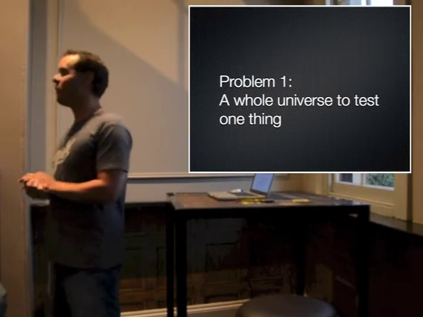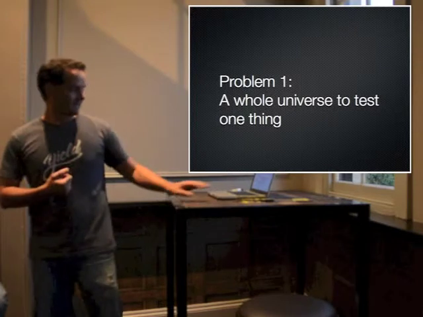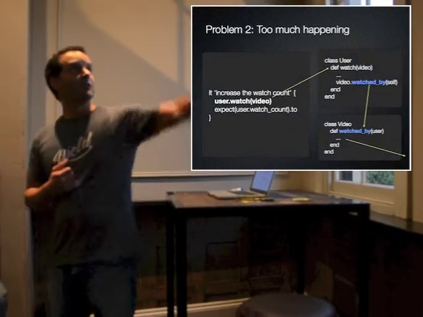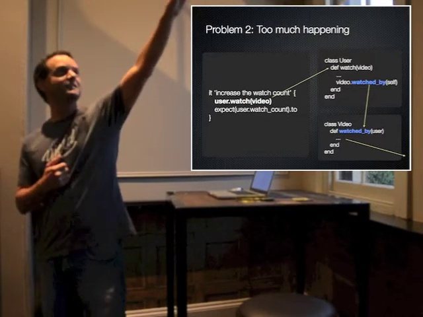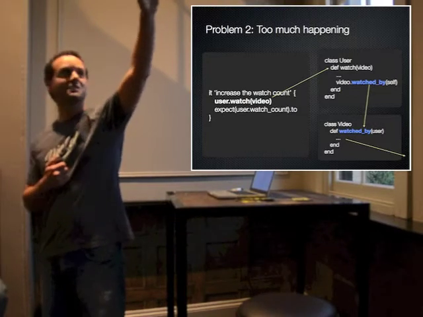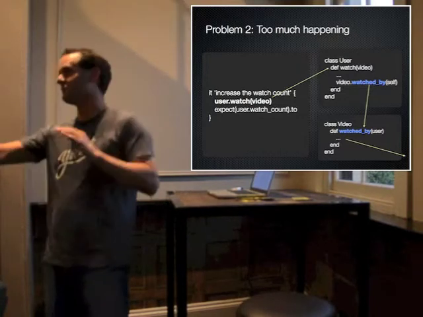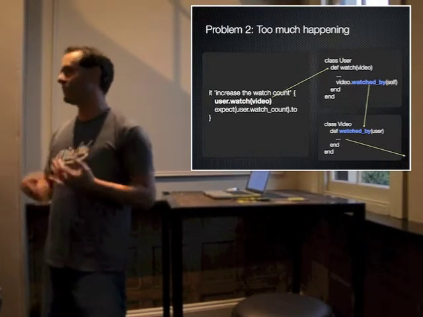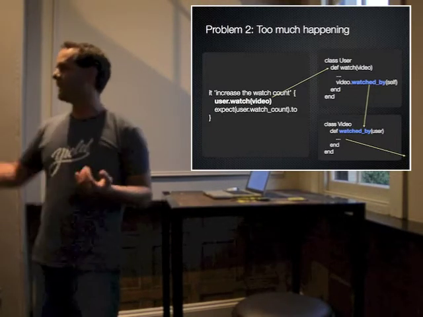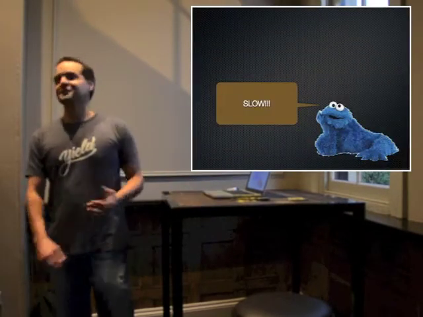First is that we're creating a whole universe of things just to test one thing. For example, in this example, we want to test something in user, that the user watches a video, and then inside user, in watch, there are some side effects, where it says video watched by, and video is doing something else, and who knows what else is happening. So just by testing one thing, we're triggering a whole lot of side effects in our application. So our test is just super slow.